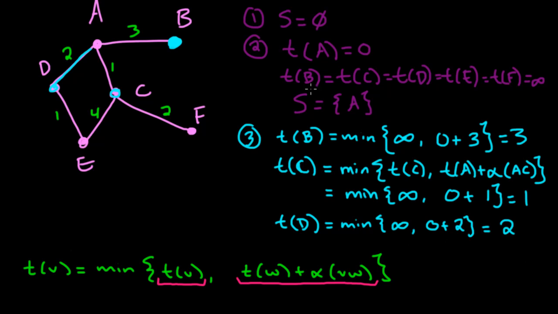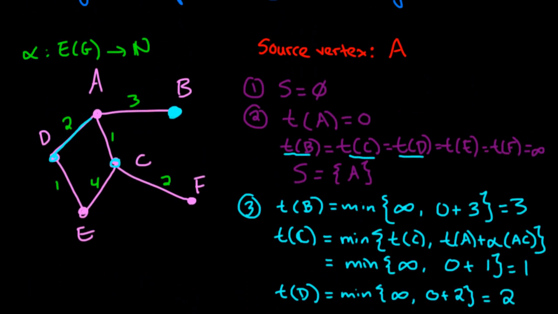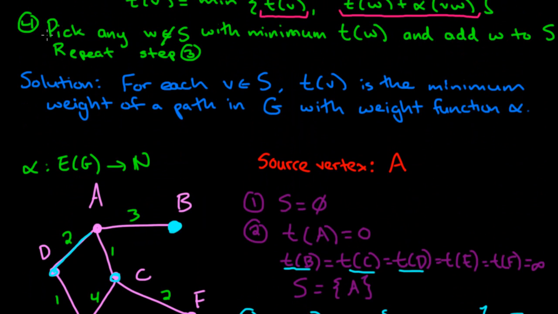So what we've done is we've just changed T of B, we changed T of C, and we changed T of D, but T of E and F are still set to infinity. So now we've just completed step number 3 for the latest member. What does it say to do next? Well, step 4 says to pick any vertex that's not yet in the solution set, which has a minimum label. And we're going to add that to S.